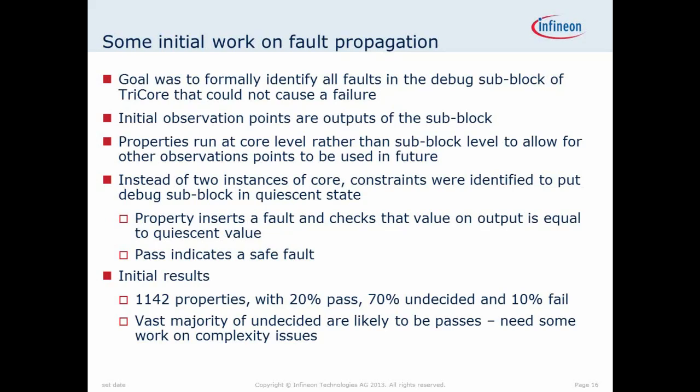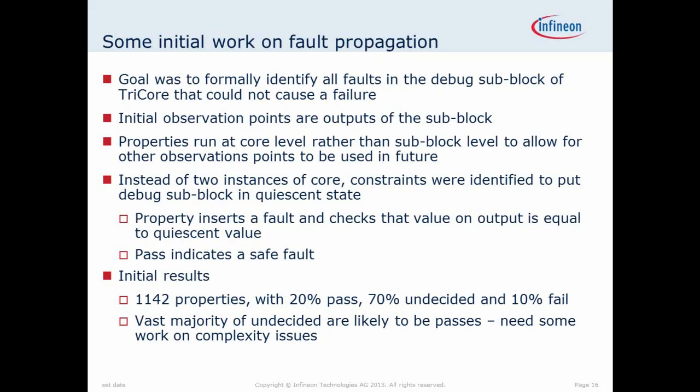So we chose our initial observation points as the outputs of the subblock, because if the faults didn't show up there, then they weren't going to show up any further out. We ran the props at core level rather than at the subblock level, so as not to artificially reduce the complexity, because we wanted to demonstrate that we could do this at core level if need be. But instead of using two instances of the core, we found a set of constraints which put the debug subblock into its quiescent state. The idea was then for the property to insert, so we just take one copy of the design with these constraints, and the property inserts a fault and checks that the value on the output is equal to the value that we expect from the quiescent state. And the pass indicates a safe fault.